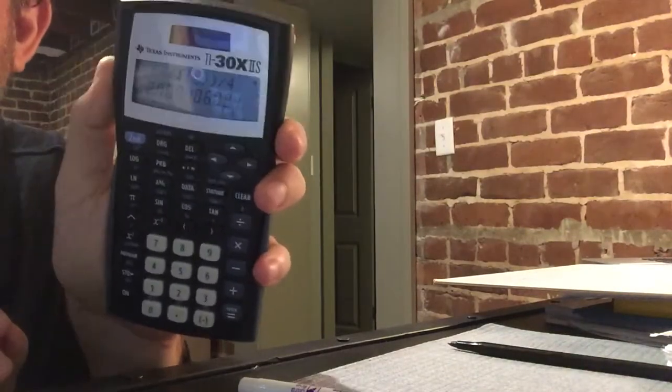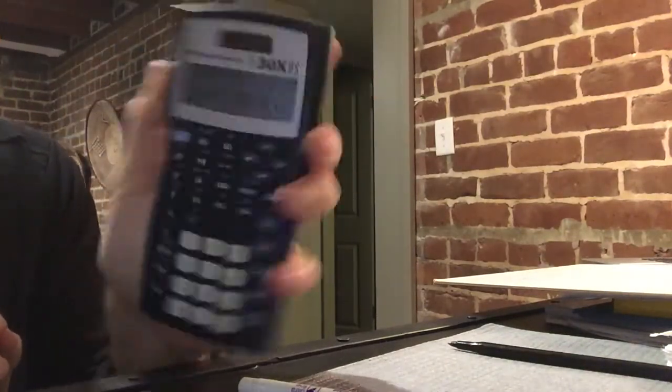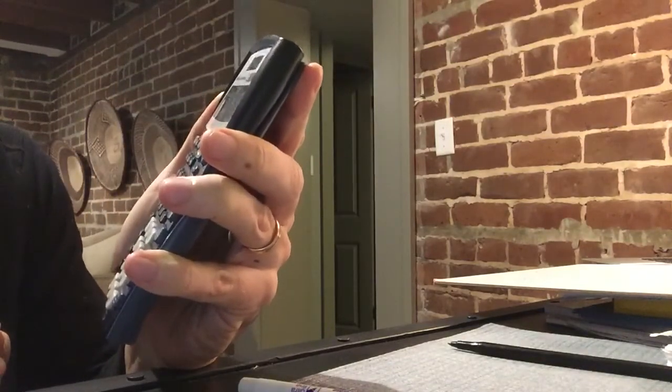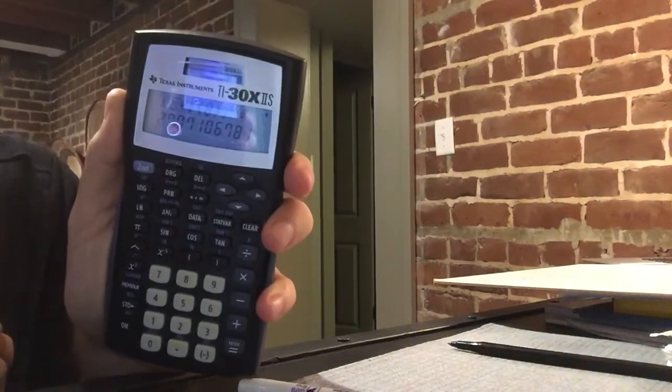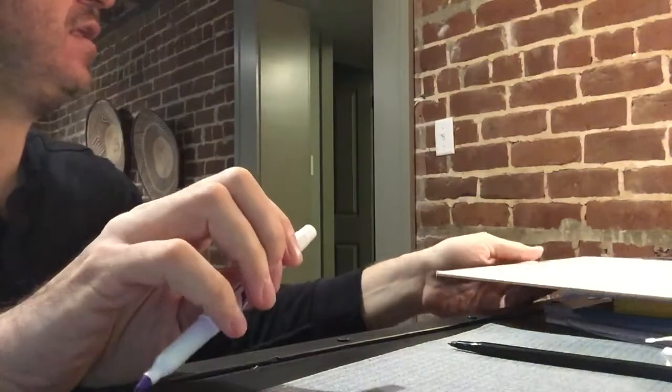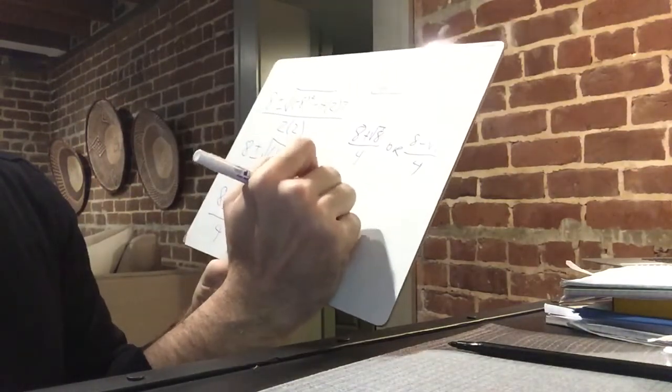So I know one of my answers, if my calculator is correct, is 2.7071067. So one of my answers is 2.71. Okay? So I'm going to put that down over here, that I already solved this for x equals 2.71.